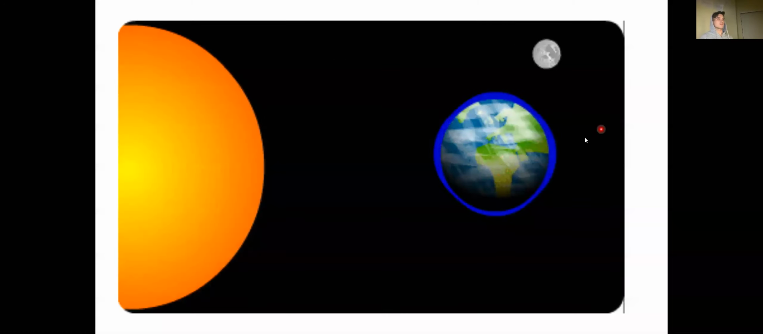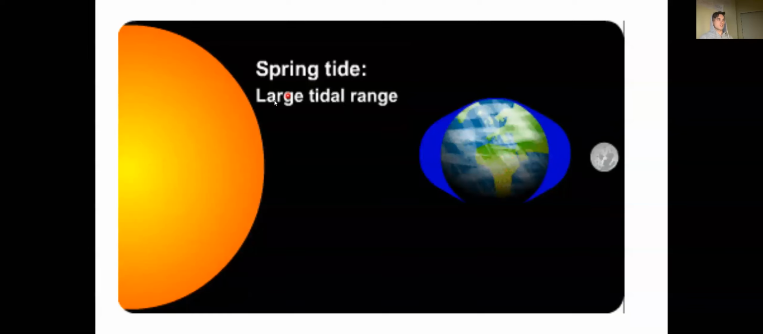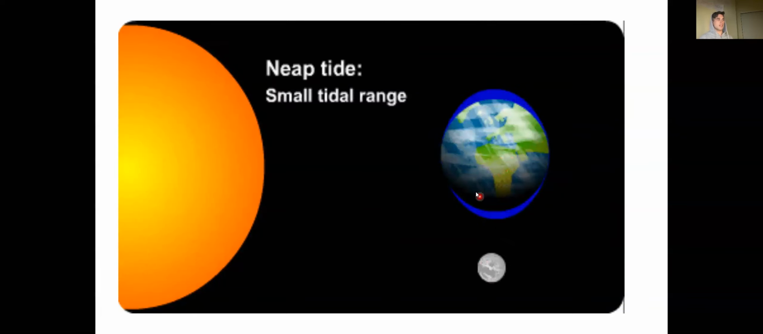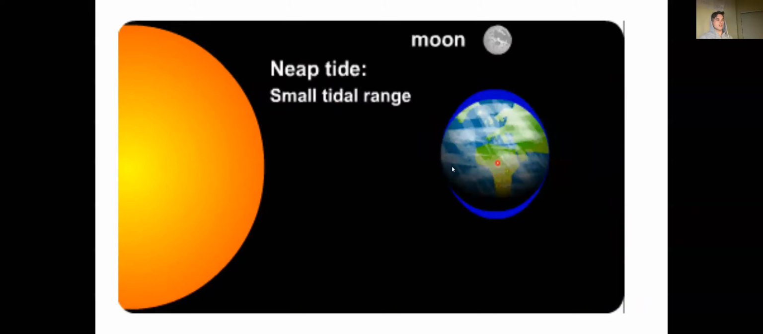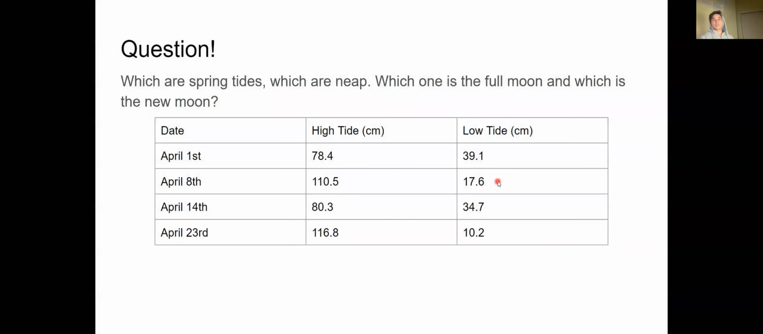Oh, yeah, here's a little spring tide. It's a large difference. Neap tide, small difference. And then this one is the largest, one on this side. All right, and then you should be able to answer a lot of questions just from looking at the tides of this certain type of month.